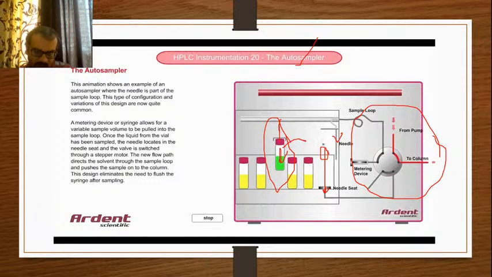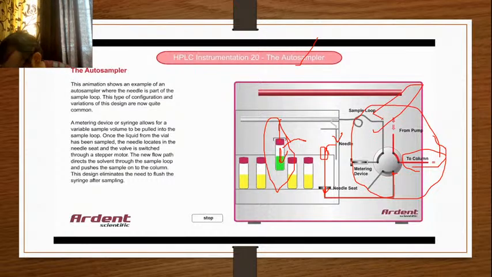The needle gains access into the needle seat, and by pouring the sample inside the needle seat, the sample gets access into the column, or more specifically the loop system. And how this loop system makes sure that your sample goes to the column and not to the waste, we will discuss in the next slide.